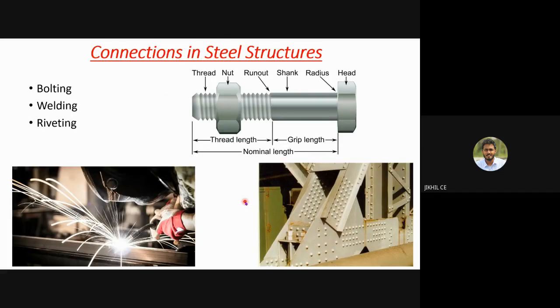So that's from the material properties of steel and into the connections in steel structures. Commonly, steel structures are generally divided into two: one is hot rolled steel sections and one is cold rolled steel sections. The difference between hot rolled and cold rolled is that we know the process of making the steel.